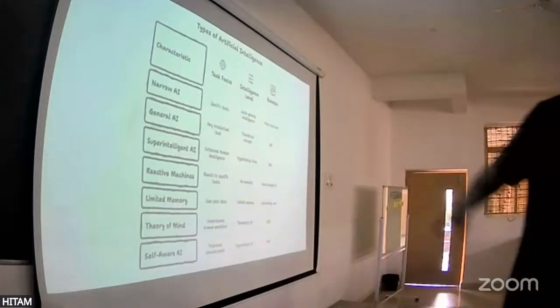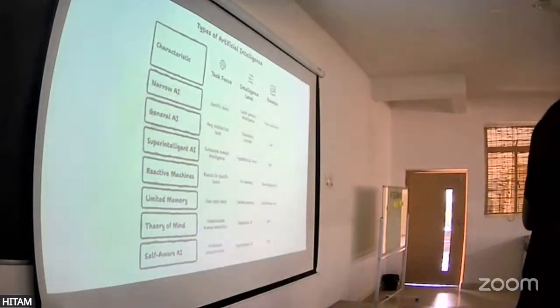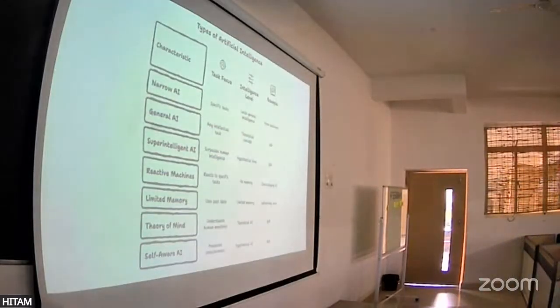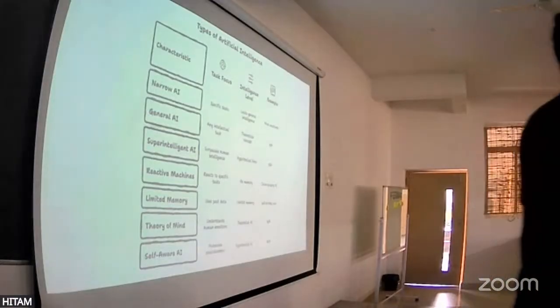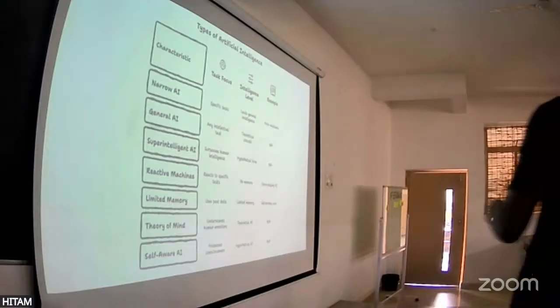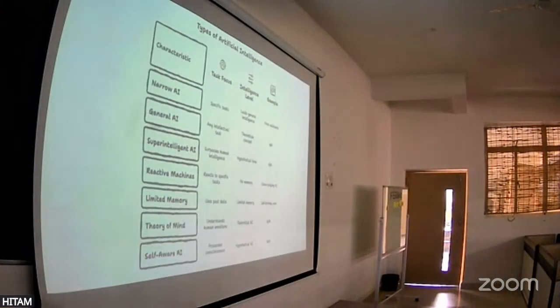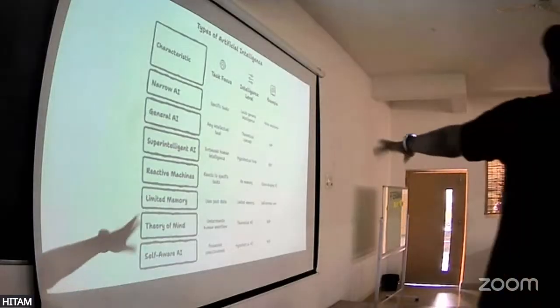Right. So when we talk about general AI, it is a theoretical concept, it's not in the market as of now. It performs intellectual tasks, basically mathematical operations. And when we talk about super intelligent AI, it is exactly like a human. It is also hypothetical, or in the research stage. So it is not in the market.